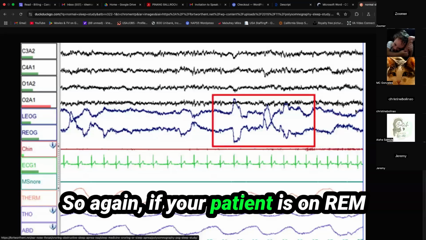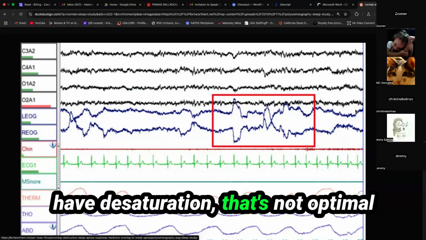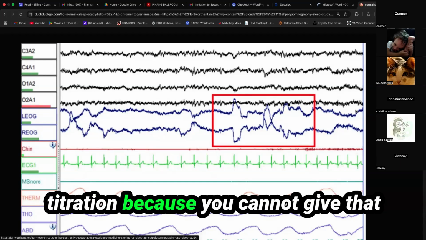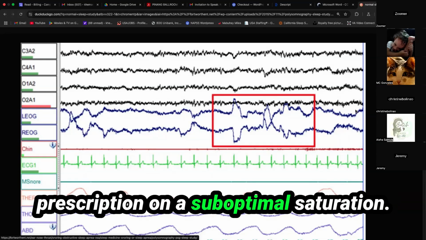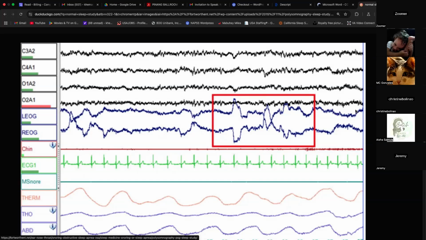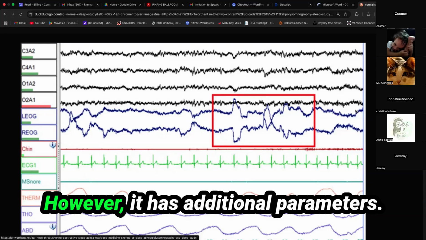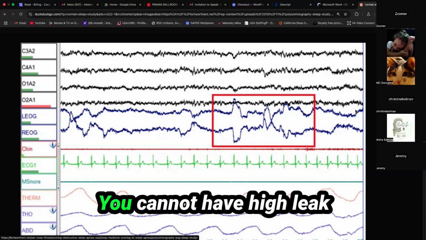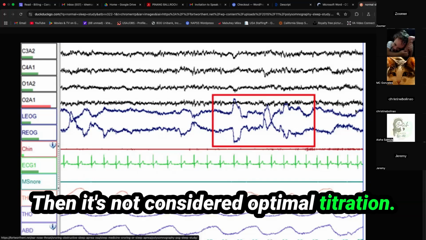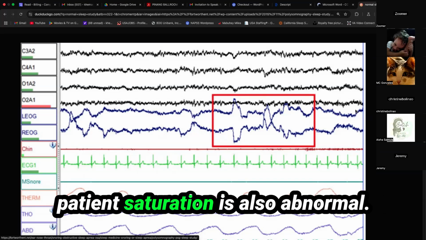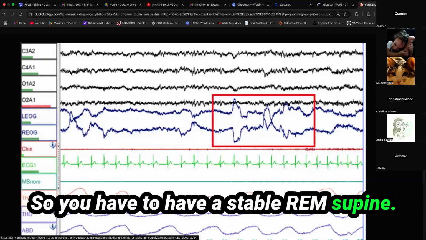So again, if your patient is in REM, supine, not having clear apneas, but you have desaturation, that's not optimal titration because you cannot give that prescription to that patient and base that prescription on a suboptimal saturation. Remember that optimal titration per definition is REM supine for 15 minutes. However, it has additional parameters. You cannot have high leak during optimal titration, then it's not considered optimal titration. You cannot have optimal titration if the patient's saturation is also abnormal. So you have to have a stable REM supine.